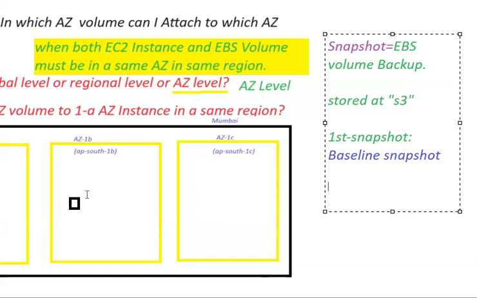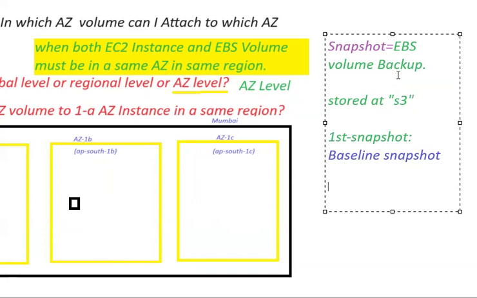The first snapshot we call the baseline snapshot, and after the first snapshot, the other snapshots we call just snapshots only. They just store the difference, that means the additional data. Whatever additional data you add is what gets stored in the snapshots. Where is this snapshot stored?